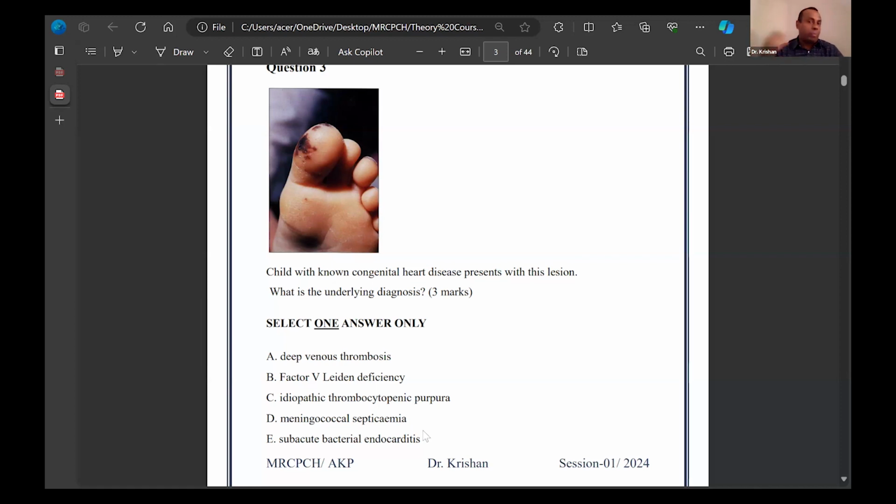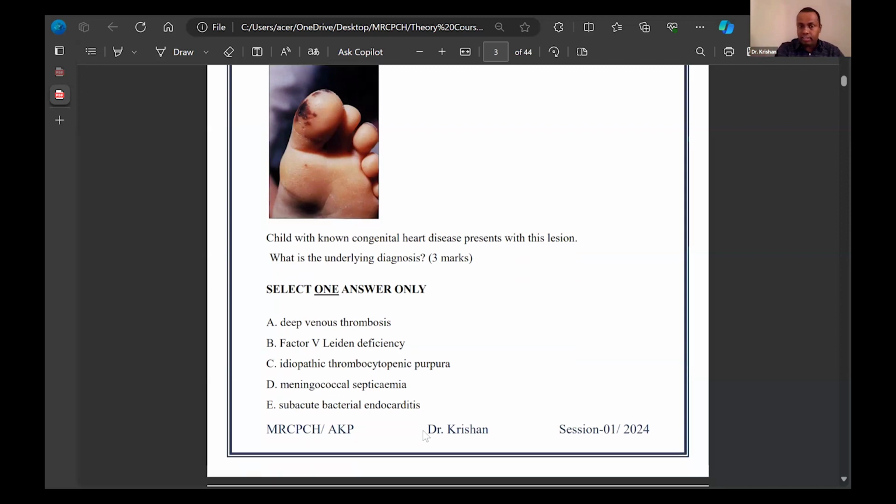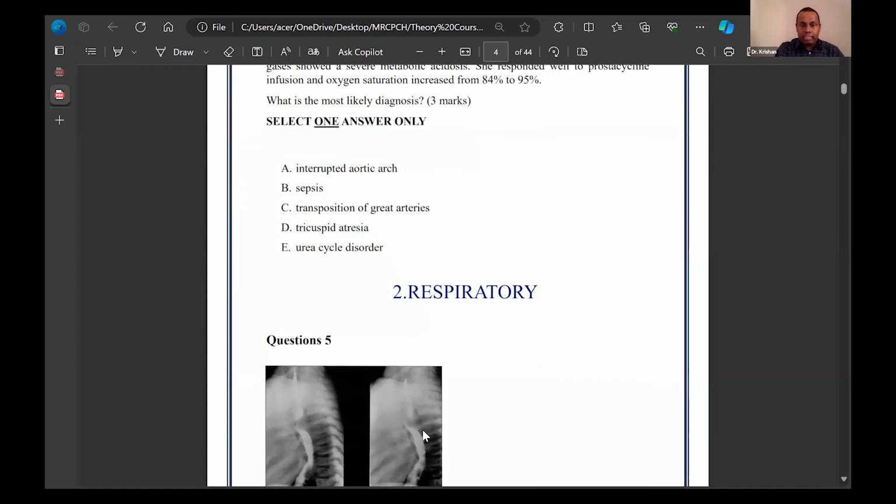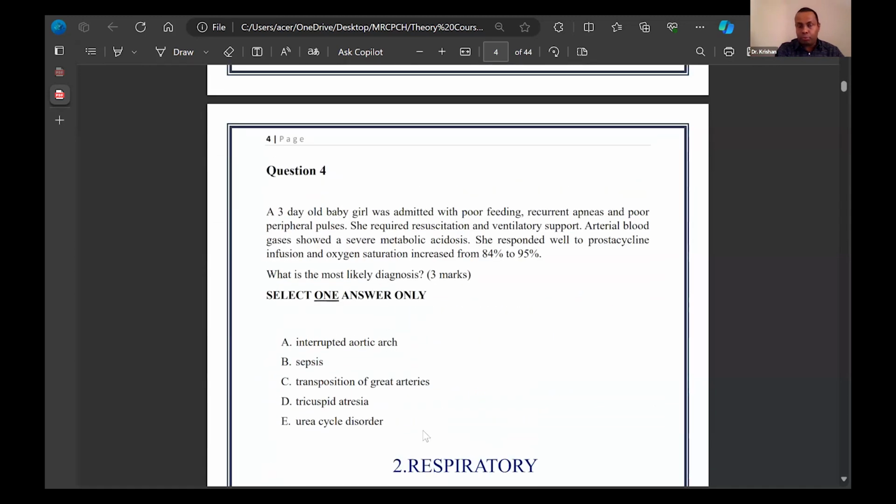Then idiopathic thrombocytopenic purpura: in one of the other sessions, when we do hematology as a separate part, we might do how they appear. There are bruises, purpura. Meningococcal septicemia is completely different. Okay, now this question number 4.